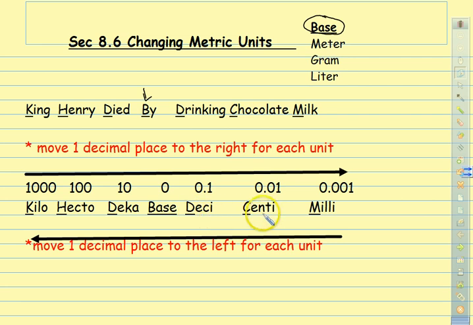So let's say it's centimeters, and you're converting to a kilometer. You are moving 1 decimal place for each unit. Each unit you're going to move the decimal point, moving to the left if you're going from right to left.